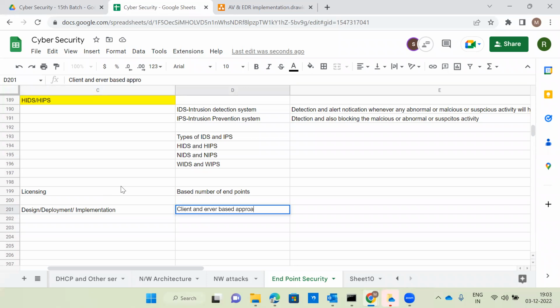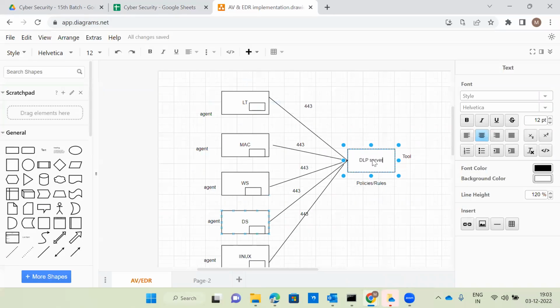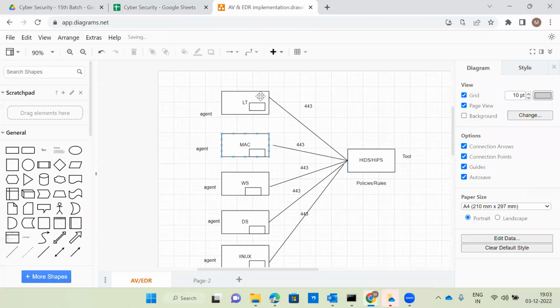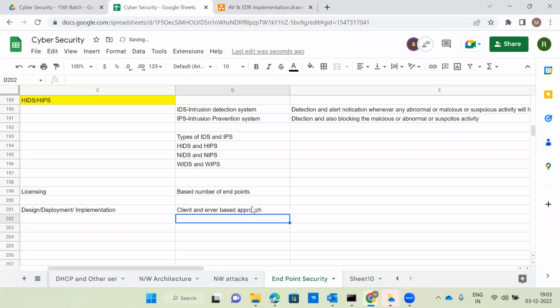Okay, so HIDS HIPS agent we have to install on the respective host machine or end user machine. So this agent will communicate with our HIDS HIPS tool. Okay, whenever any malicious activity or abnormal activity or suspicious activity, illegitimate activity is happening, this agent will communicate based on the policies we configured, and also based on the detection methods. It will give either alert notification or maybe it will block as well. Okay, prevention also. That is called client and server based approach. This is the fourth or fifth time we are repeating. This is applicable to even file integrity monitoring. This is applicable to even encryption also.